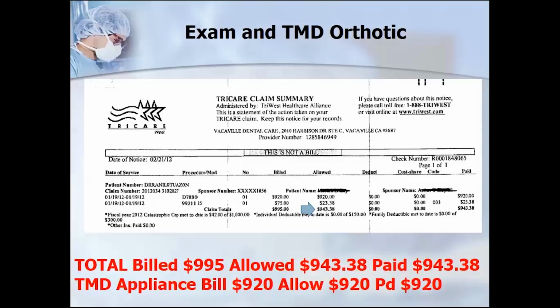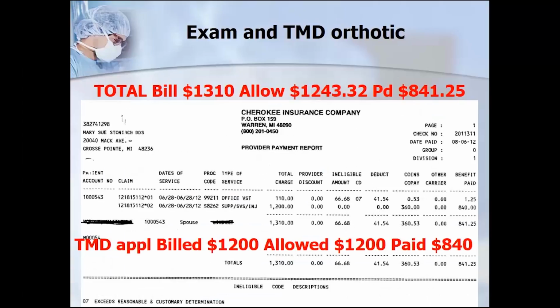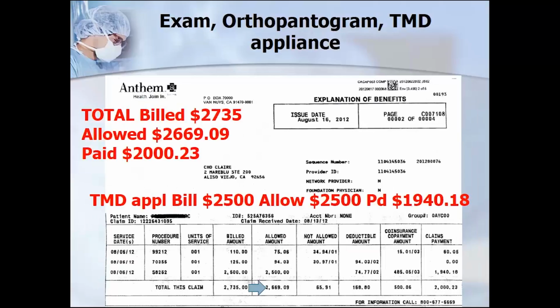Another example out of Michigan, exam and TMD orthotic. Again, you can see what the total cost billed was and what the payment was. So you can see as we go from plan to plan, the only thing that changes is what's paid out based on the type of policy the patient has purchased and what the premium is that they are paying. Here's an example for an exam, an orthopanogram, and a TMD appliance. Again, you can see what was billed, what the allowable was, and what the policy paid.